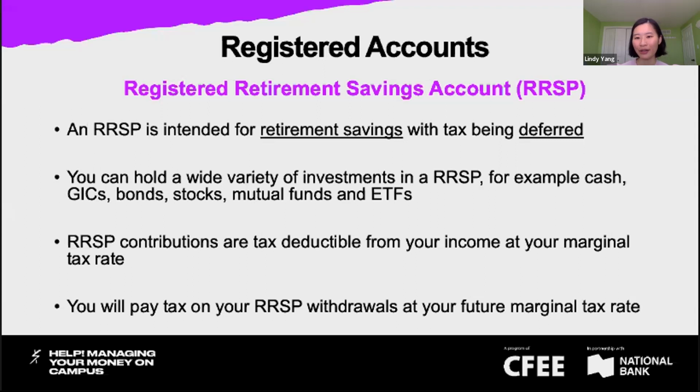Your RRSP contribution room also accumulates each year based on your annual income. For 2022, the maximum contribution is 18% of your earned income, with the maximum contribution amount of $29,210, less your pension adjustment. You can find more specific details on the Canada Revenue Agency website.